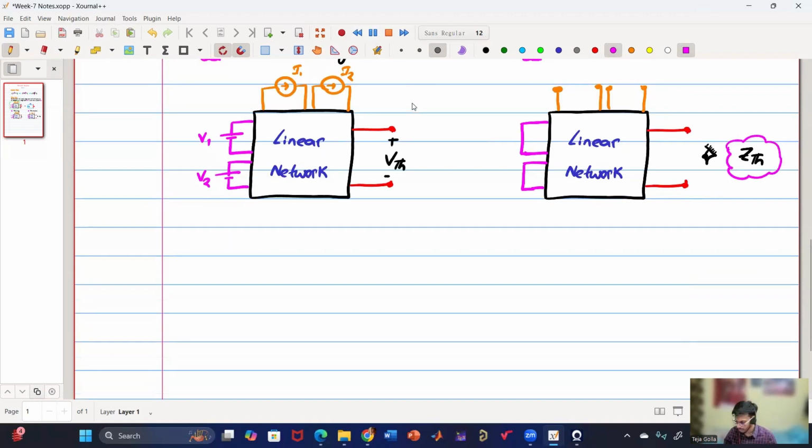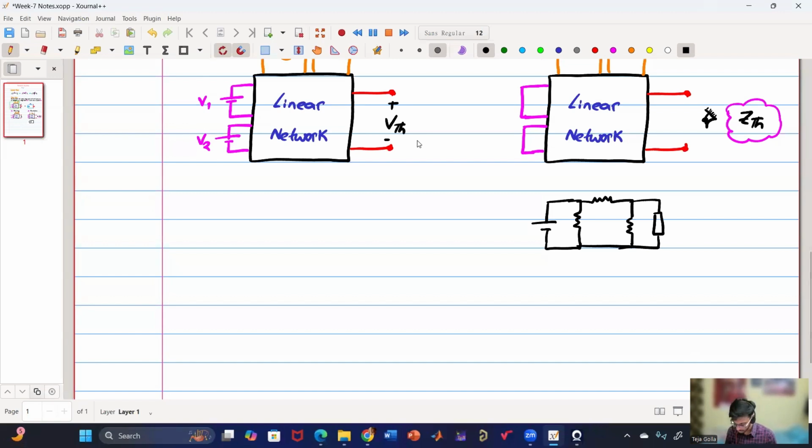I'll just give you a simple example. Say, this is our circuit. Okay. So this is my load. So now what we are saying is first we'll short circuit this voltage source.